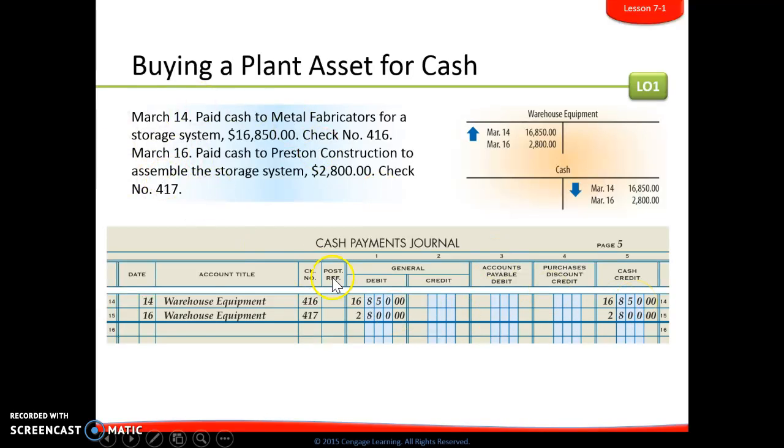We also have another transaction on March 16th. We paid cash to Preston Construction to assemble the storage system, $2,800, check number 417. So notice here's where we bought the storage system. Here's where we paid to assemble the storage system. So they're two separate transactions. They're both going to go to our warehouse equipment. Also notice it tells us who we paid cash to. We don't care who we paid cash to when we're actually journalizing it. It just goes simply in as warehouse equipment. So we have our debit to our warehouse equipment and our credit to cash.